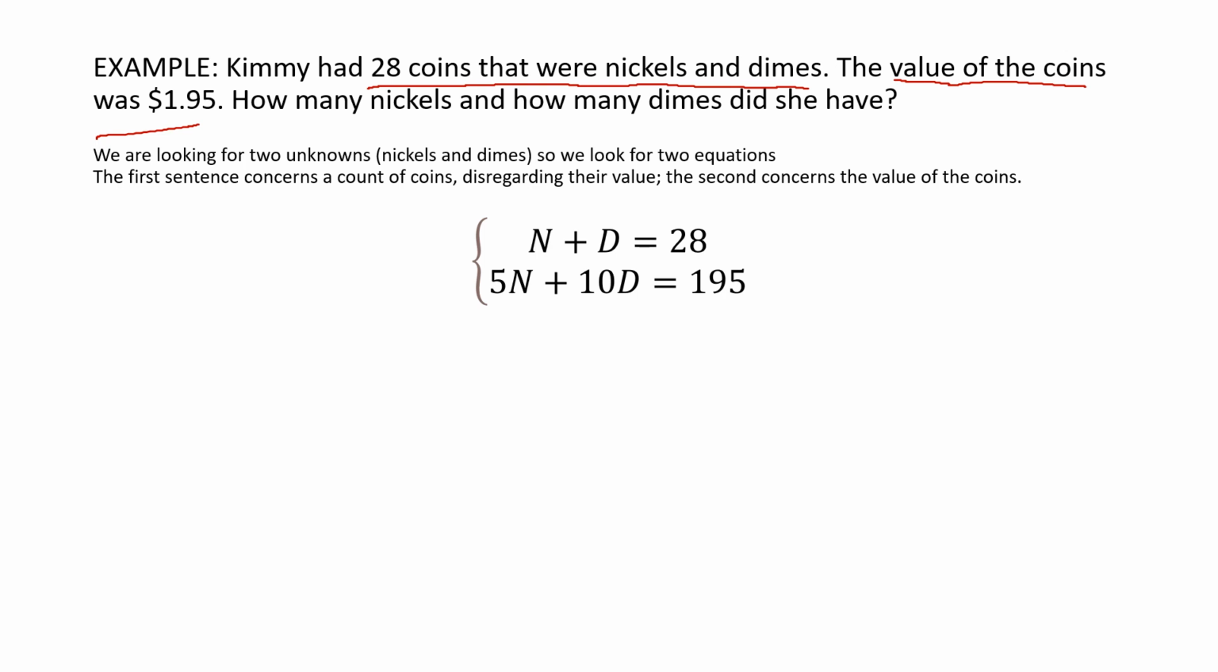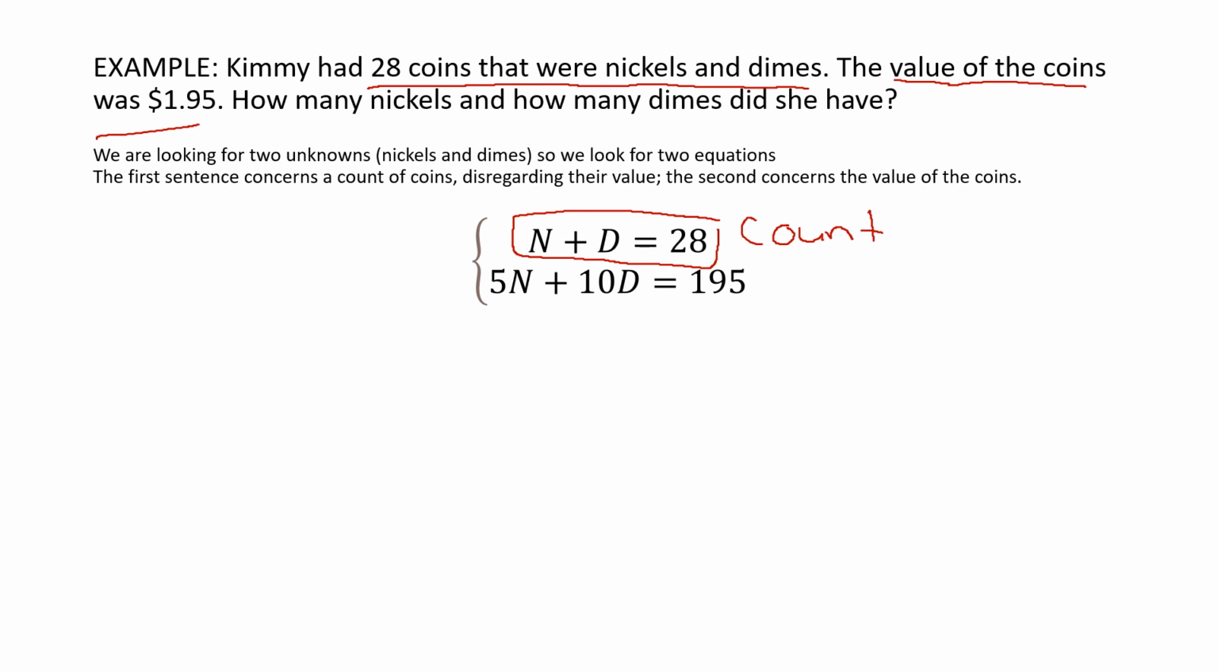Number one, I'm dealing with nickels and dimes. So I'm going to call them N and D. And I know that I have 28 of them. I don't know how many are nickels. I don't know how many are dimes. But I know that if I add them up, I have 28. So nickels plus dimes is 28: N + D = 28. That's my count equation. How many that I have? Nickels plus dimes, count-wise, is 28.